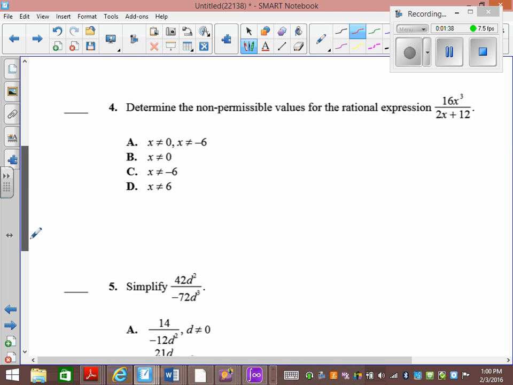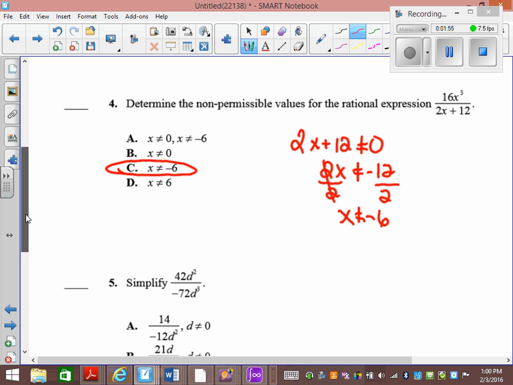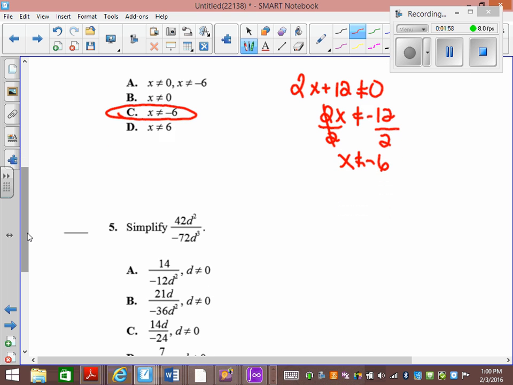Determine the non-permissible value. So I have 2x plus 12. 2x plus 12 can't equal 0. 2x can't equal negative 12. Divide by 2. And x can't equal negative 6. See? And then 5.